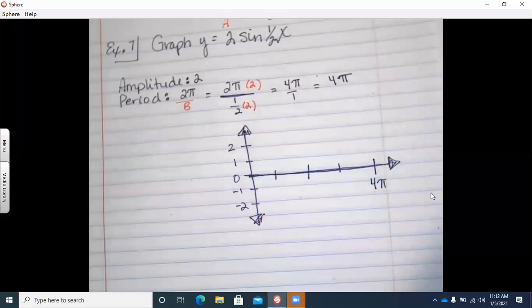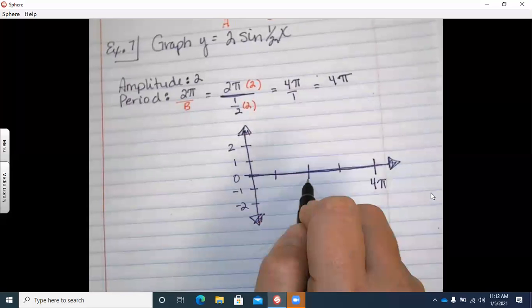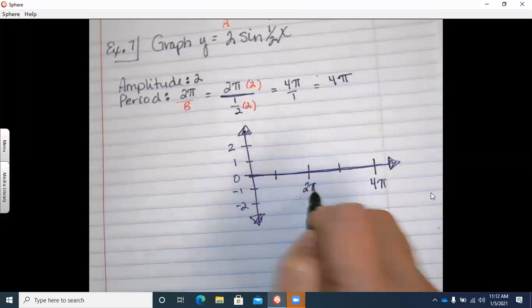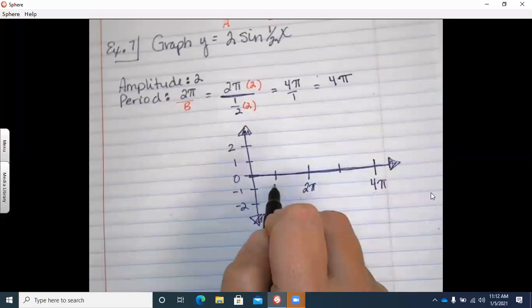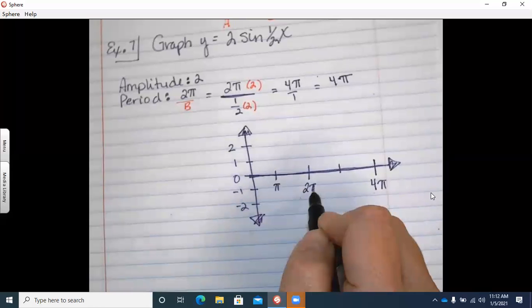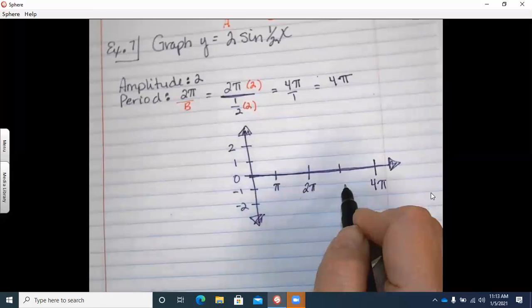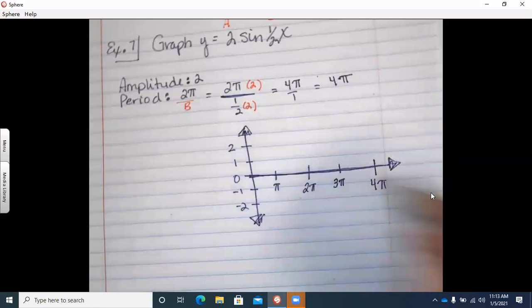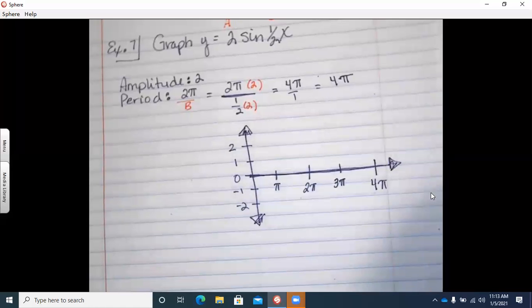So my halfway mark is going to be what? 2 pi, because it's half of 4 pi, right? Well, what's this mark going to be? Pi. It's either 1/4 of 4 or it's half of 2. And what's this mark going to be? 3 pi. Because it's 3/4 of 4, which reduces to 3. So that's 1 cycle with a period of 4 pi.